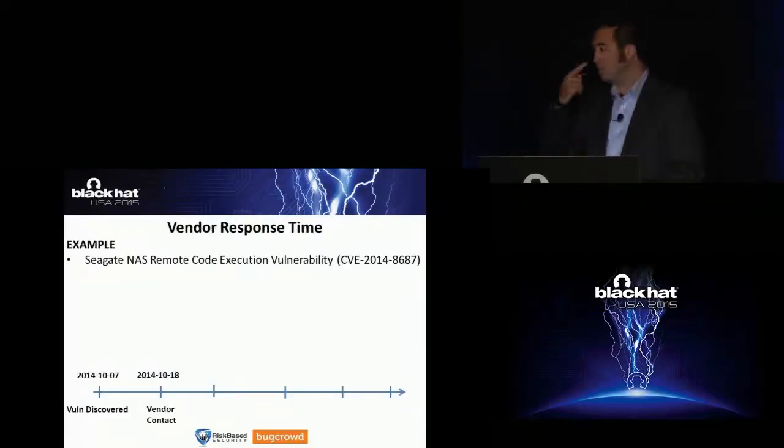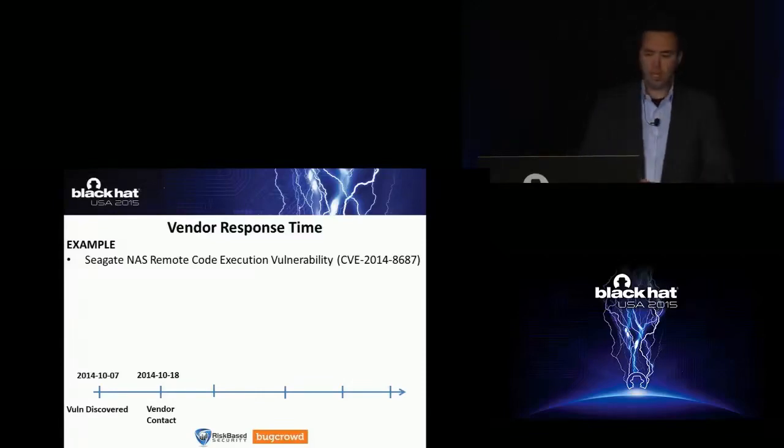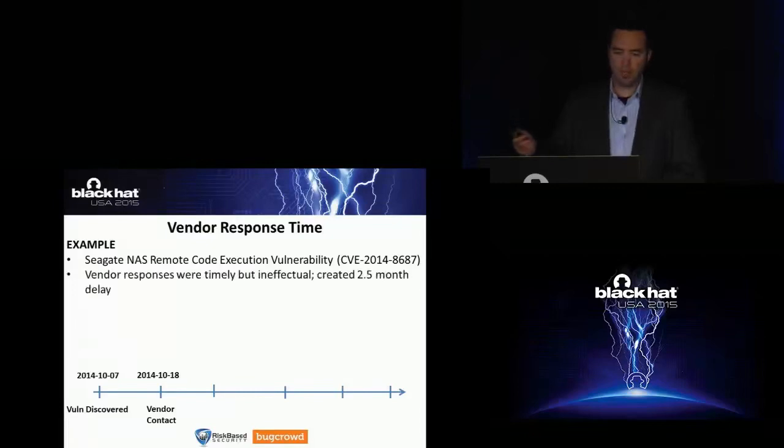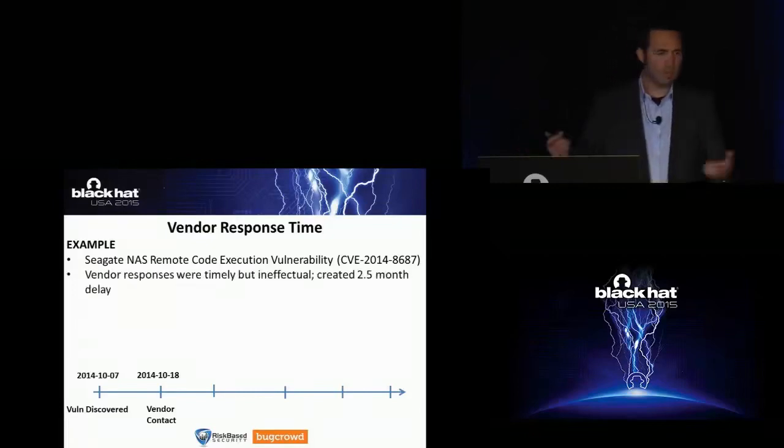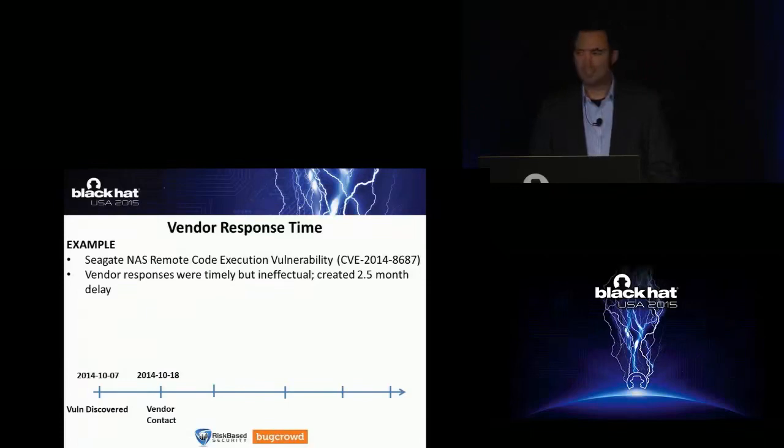All right, so here's another one just to show you a little bit of a different situation, because some of this stuff can be a little bit challenging. So this is the Seagate NAS remote code execution from late last year. This one was tricky with the vendor response time because things got a little crazy. I think this is up for a Pony Award for worst vendor response, right? Lamest vendor response, this one, right?